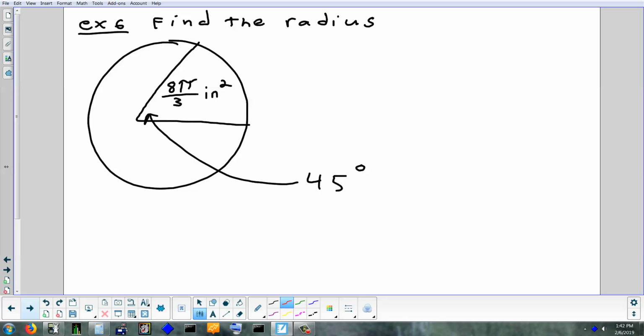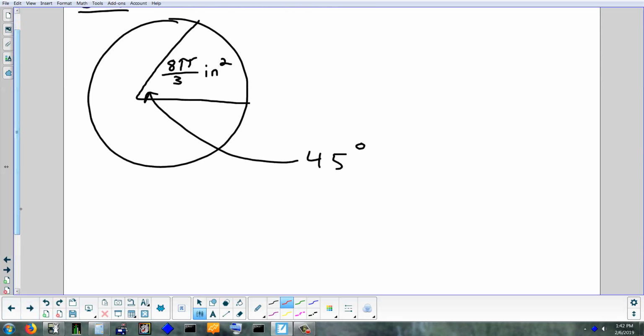Alright, so the directions are to find the radius. How do I know whether or not I should be using the arc length or the area formula? There's something up there that tells you that. Yeah? Well, you need to use the area formula because it's inside the answer, right? How do you know that number doesn't represent the arc length though? It's squared. Yeah, because it's inches squared, so it must be an area. So we got to use the area formula.